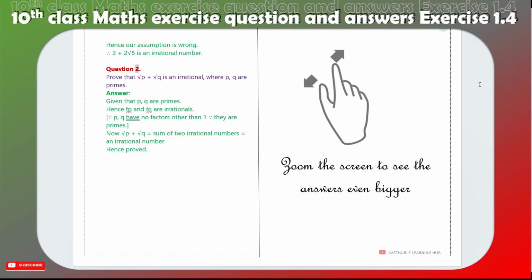Question 2. Prove that √p + √q is an irrational, where p, q are primes. Answer. Given that p, q are primes, hence √p and √q are irrationals. P, q have no factors other than 1, they are primes. Now √p + √q is the sum of two irrational numbers, which is an irrational number. Hence proved.